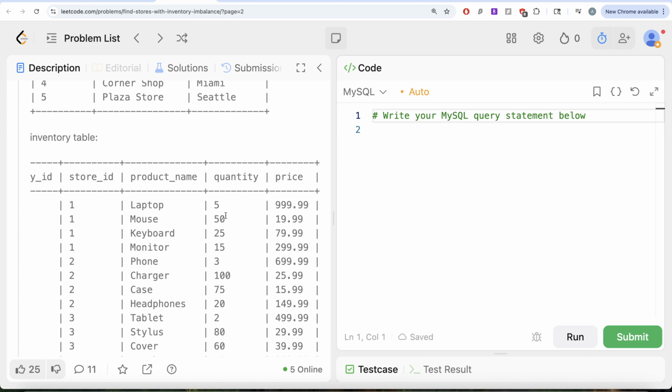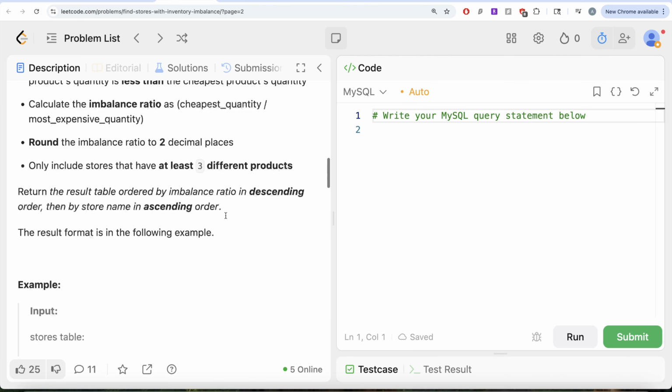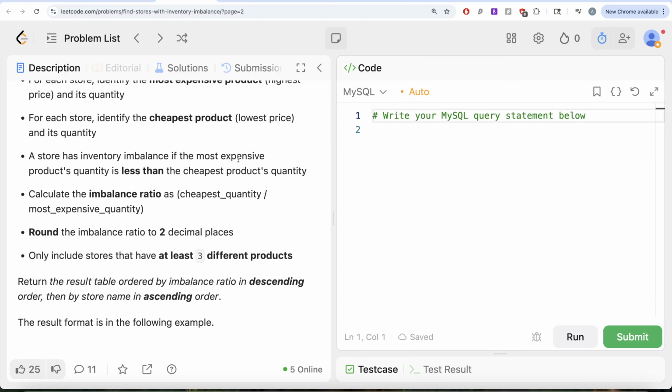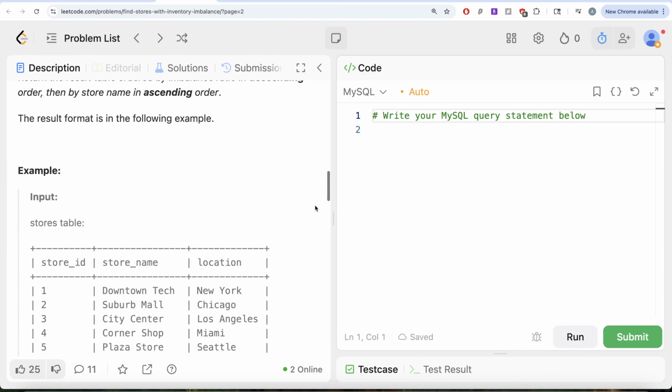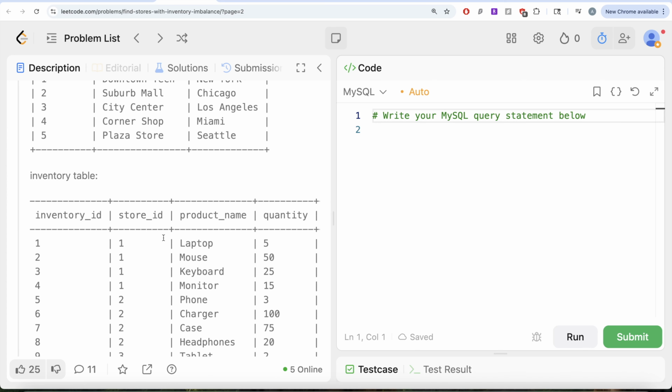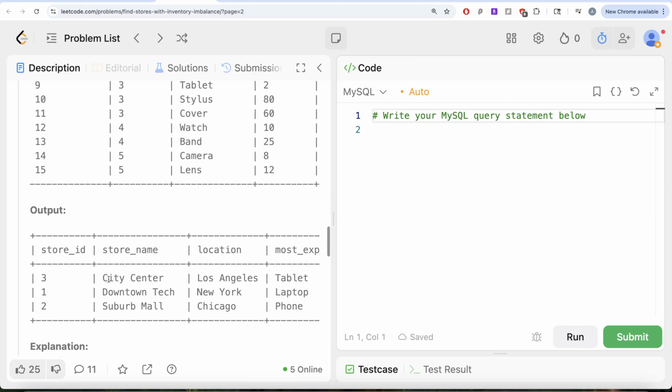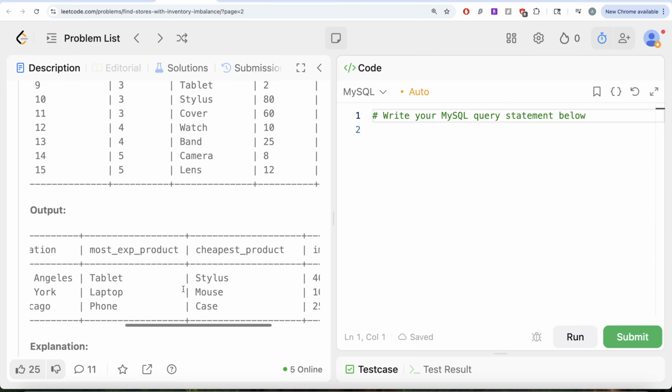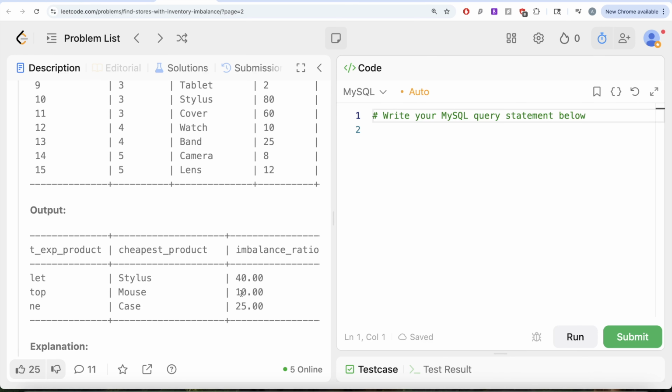Now, this is a perfect candidate for our store where we have an inventory imbalance. Why? The definition of inventory imbalance is most expensive product's quantity is less than the cheapest product's quantity. Most expensive here was laptop, the quantity is 5, which is less than the cheapest quantity. Hence, store ID 1 should be in the output. And if we look at our output, we have store ID 1 where you have the most expensive laptop, cheapest mouse, and then you can also calculate the imbalance ratio. 50 divided by 5, that is 10.